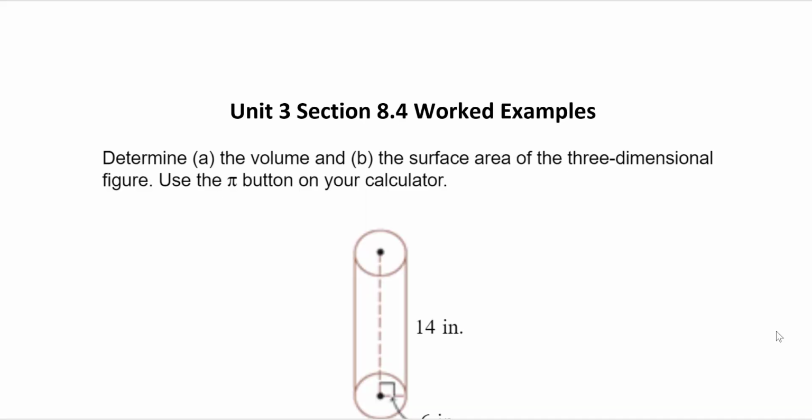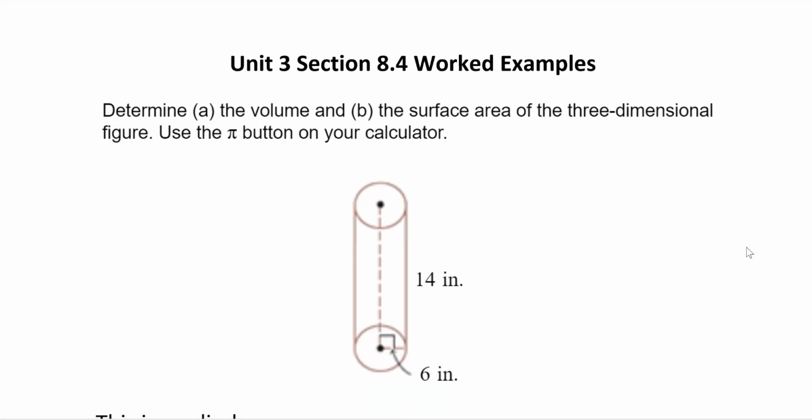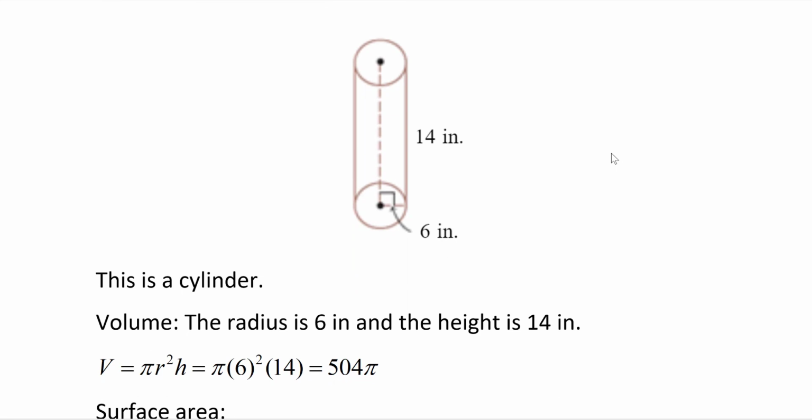Unit 3, Section 8.4, Worked Examples. Determine the volume and surface area of the three-dimensional figure. Use the pi button on your calculator. This is a cylinder. The volume, the radius is 6 and the height is 14.